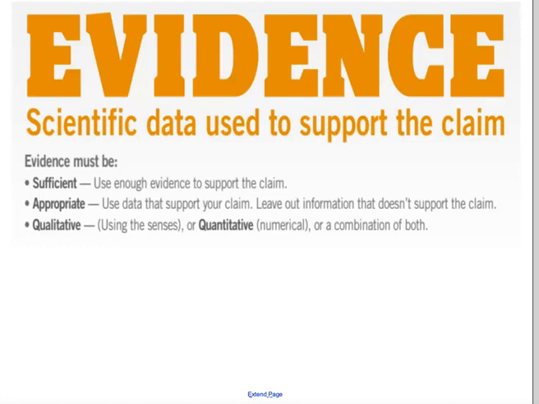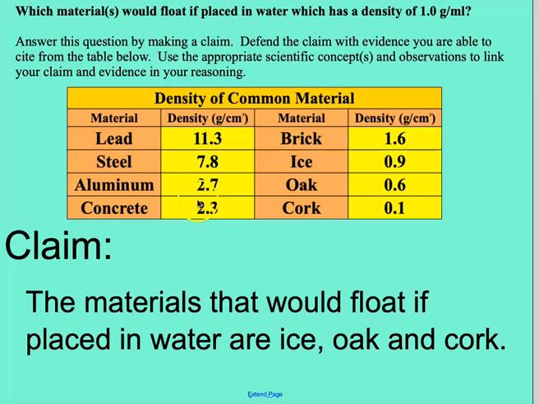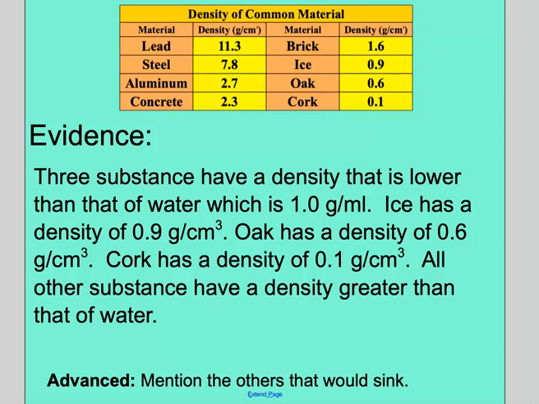Quantitative is you have your data, you have numbers. And that's huge because you can see we have lots of numbers here. And we want to be able to use those in our evidence. So here's what I wrote for the evidence. 3 substances have a density that is lower than that of water, which is 1 gram per milliliter. Ice has a density of 0.9 gram per cubic centimeter. Oak has a density of 0.6 grams per cubic centimeter. And cork has a density of 0.1 gram per cubic centimeter. All other substances have densities greater than that of water. So notice what I did. I mentioned ice, oak, and cork again, but I have the numbers.